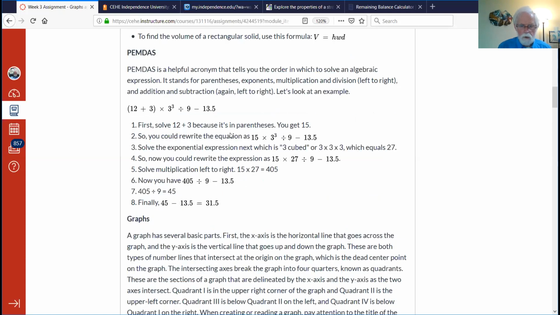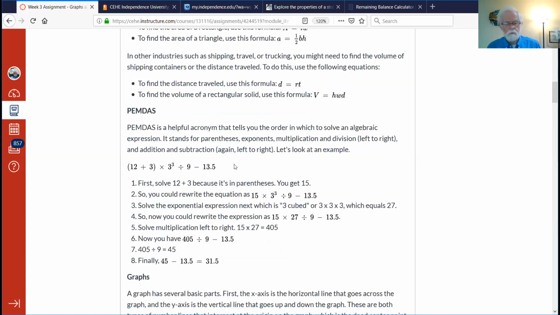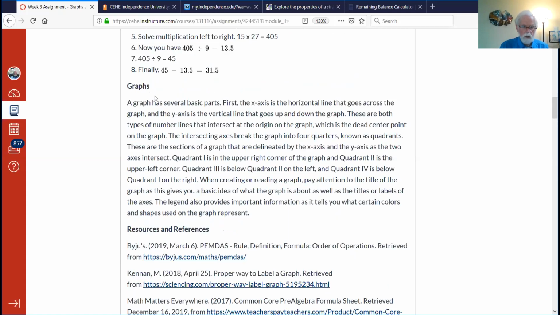So they once again go into an explanation of PEMDAS, and then they talk about graphs. We'll see those as well. The same material that I gave you on Monday.